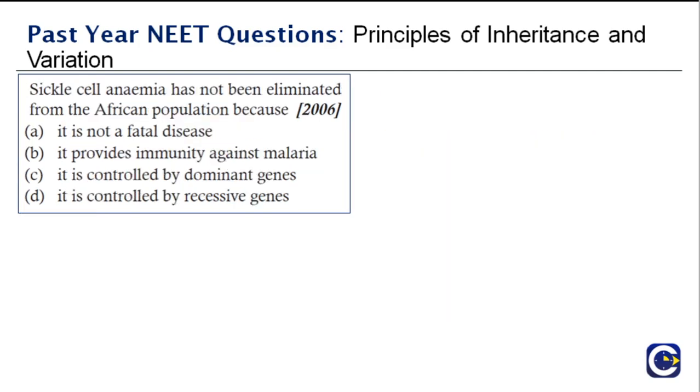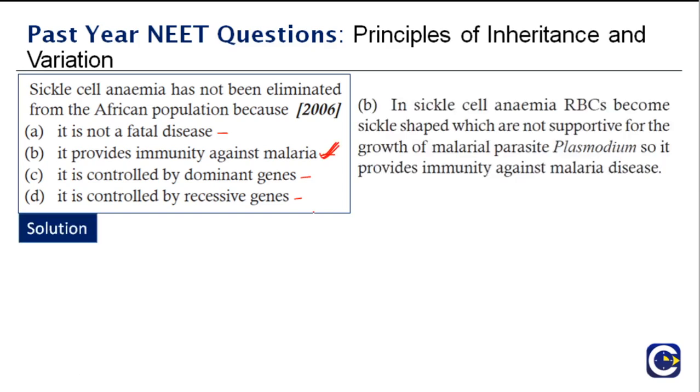Sickle cell anemia has not been eliminated from the African population because: it is not a fetal disease; it provides immunity against malaria; it is controlled by dominant genes; it is controlled by recessive genes. So what is the right answer here? The right answer is that it has not been eliminated from the African population because it provides immunity against malaria.